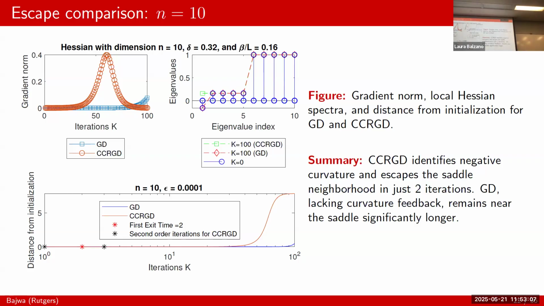Yes? Is this with random initialization? No, we initialized it very strategically, right? But gradient descent, the paper that you were referring to, requires random initialization for that to converge to a second order stationary point almost surely.